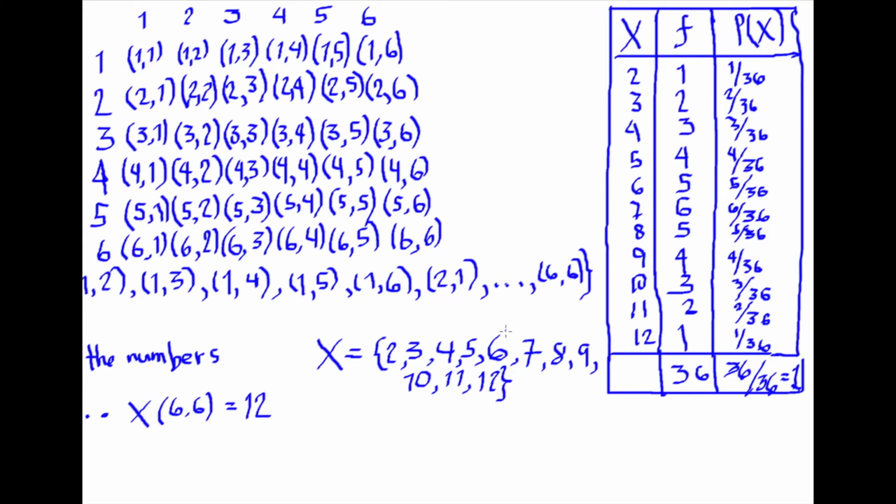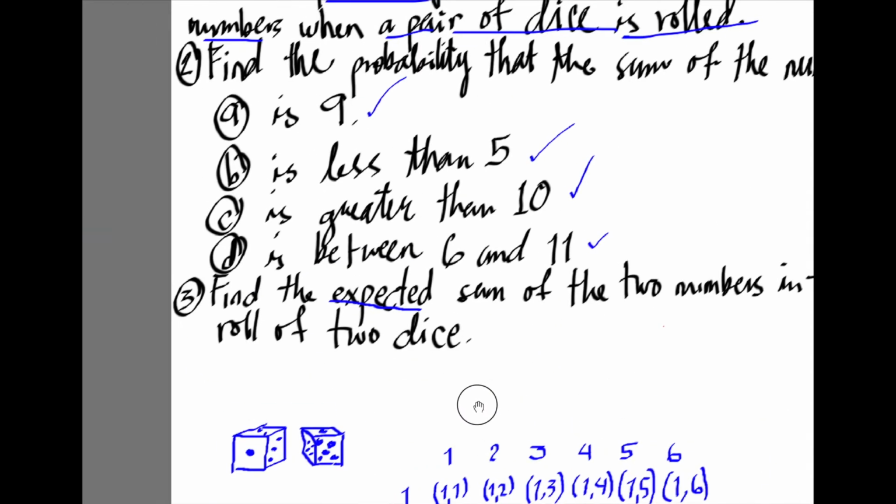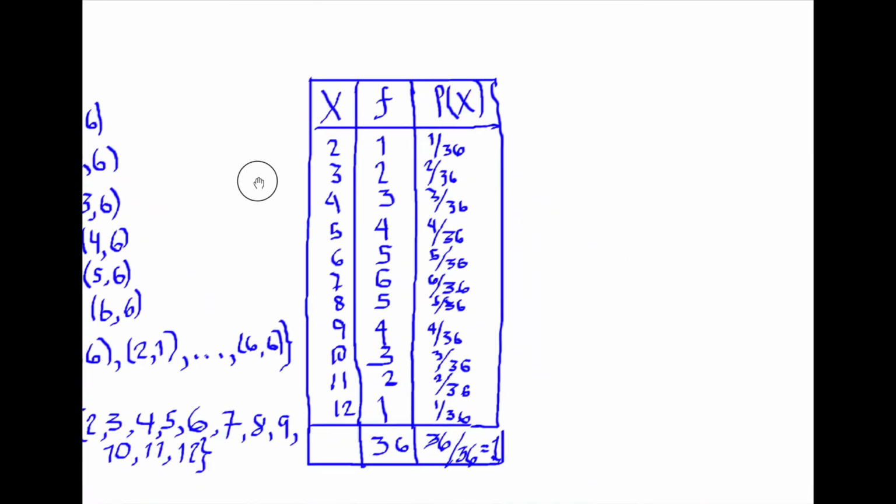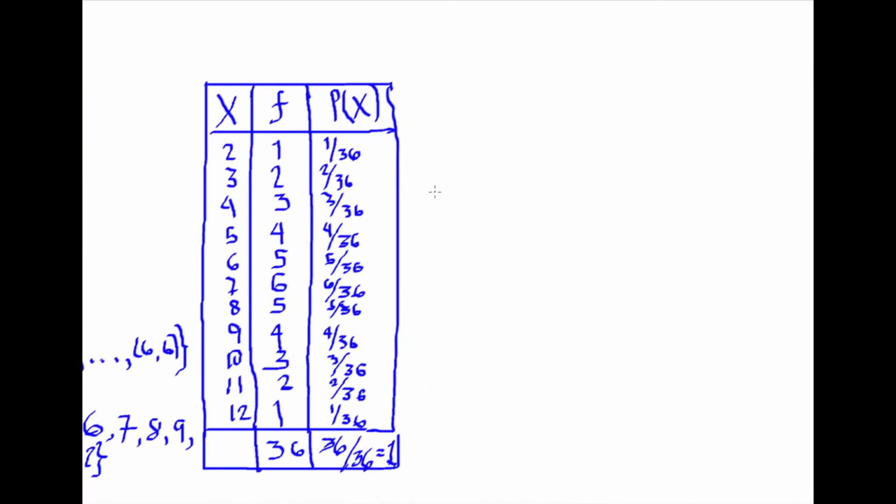For the next question, we are asked things like this. Find the probability that the sum of the numbers is 9. The probability that the sum of the numbers is 9, let's call it event A. This event A will mean that the sum is 9. So for our small x, one of the values is 9.